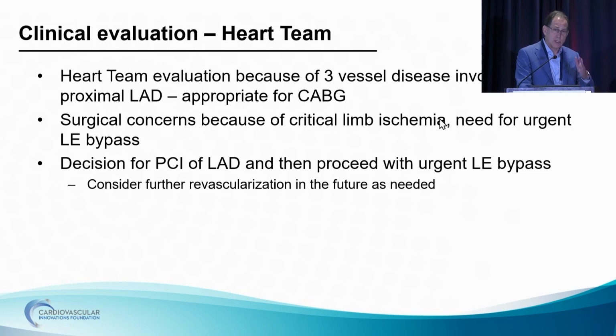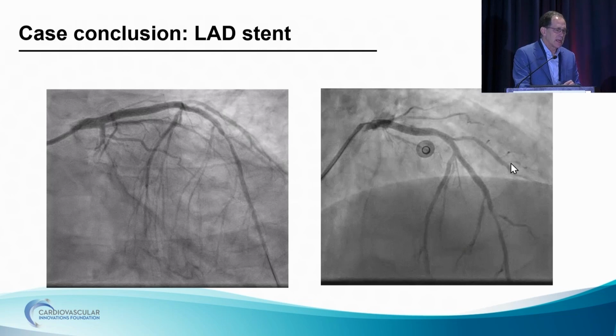You can make an argument to just treat the leg, or perhaps decrease risk a little bit by PCI of the LAD and then proceed with urgent lower extremity bypass. But you at least needed to stop, think, make a decision about this complex patient. He comes back for a straightforward LAD PCI. Now at least the LAD is secure, goes ahead and has a successful lower extremity bypass.